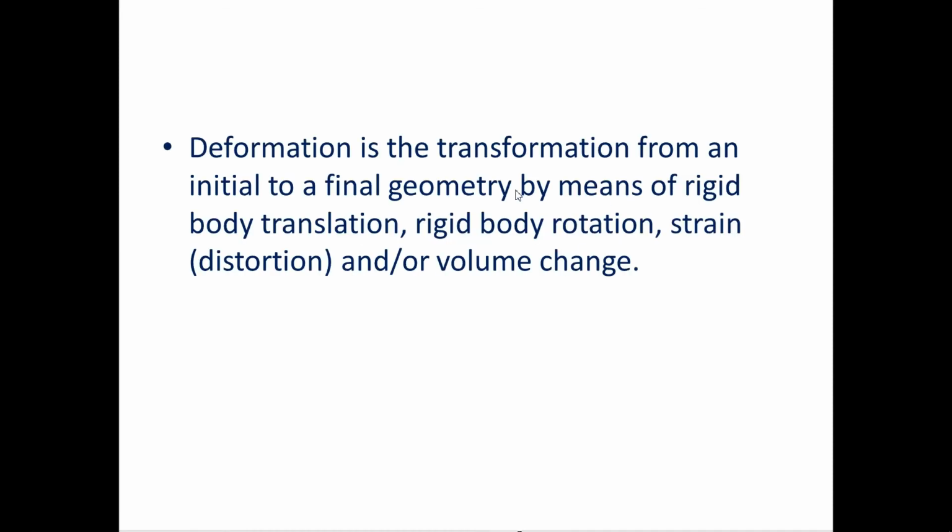First of all, try to understand deformation with the help of this definition. Deformation is the transformation from an initial to a final geometry by means of rigid body translation, rigid body rotation, distortion, which in simple language we can call strain, and/or volume change. That means you can only say a body got deformed if you can see any rigid body translation, rigid body rotation, any distortion in shape, and/or any volume change in the body.